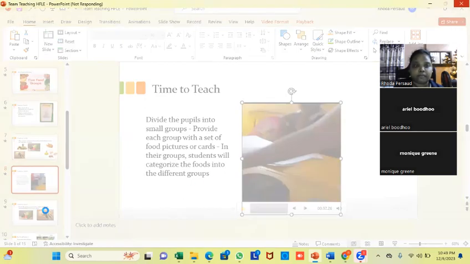So now, could somebody tell me what's the importance of eating a healthy balanced meal? A healthy balanced meal is to have all the nutrients from the food groups, right? To become healthy so we can grow. Good.